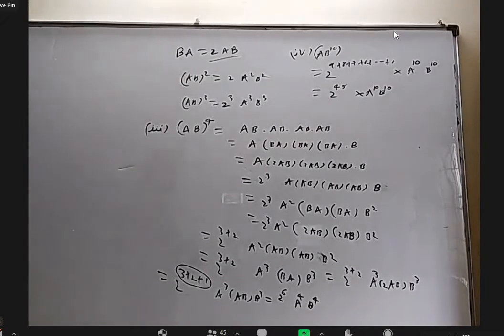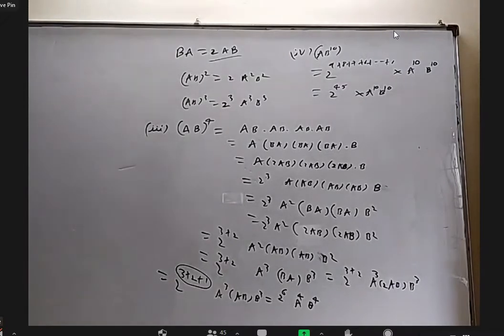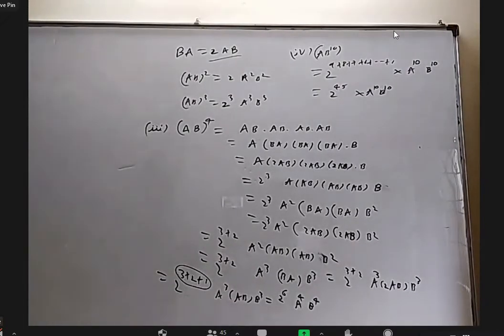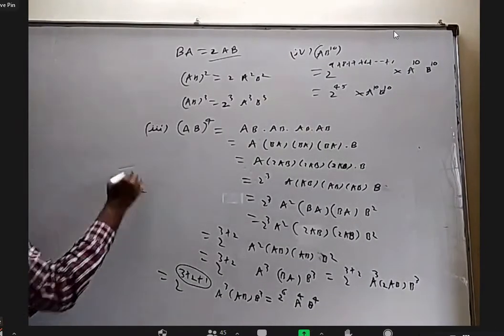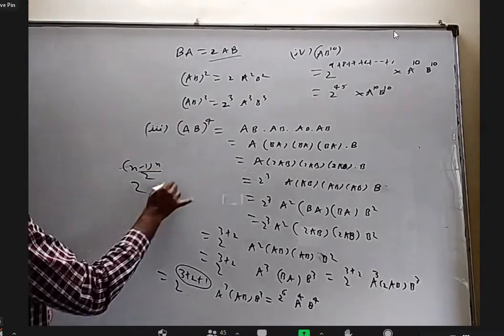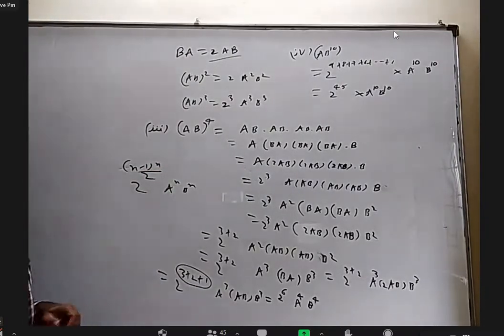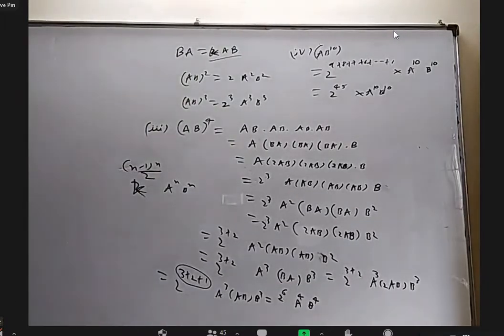Sir, from this, can we write a general formula, like (AB) to the power of n, when BA is equal to AB? Yeah, (AB) to the power n is equal to 2 power of the sum of the first n minus 1 natural numbers, that is n(n-1)/2, into A power n into B power n. Not only 2, let it be k, you can write k also.